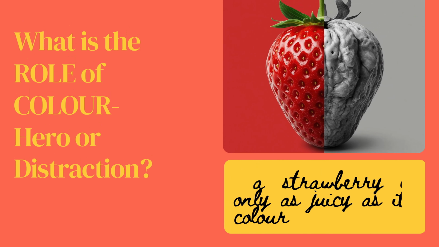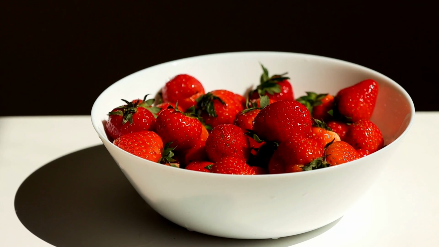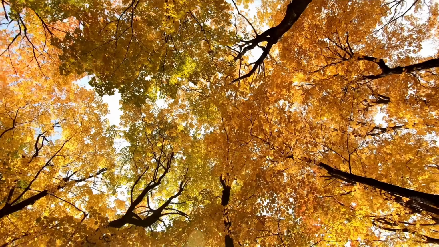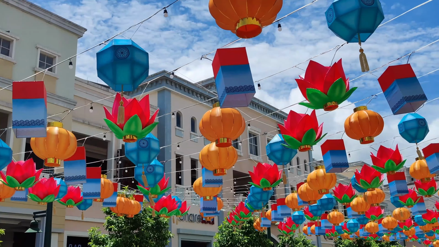The question to ask here is, is the color the hero or is it just a distraction? Ask yourself this one simple question. Is the color the essence of the photograph? A strawberry is its redness. A festival is its vibrancy. If you take this color away, you kill the subject, you kill the mood.